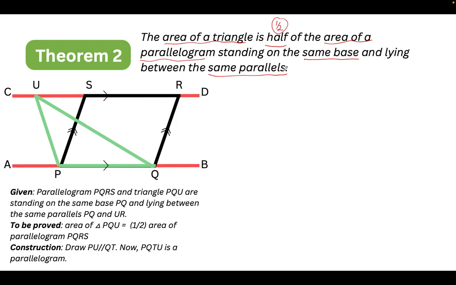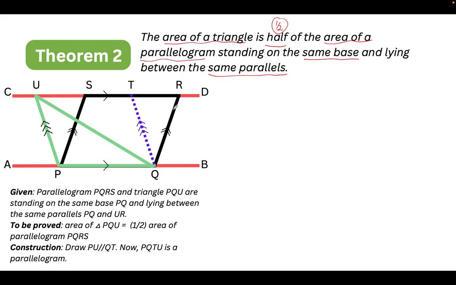Okay, so this is given. So the parallelogram and triangle are given, and to be proved is that the area of triangle PQU is equal to half the area of parallelogram PQRS, and we need to construct in this. So we will construct a line QT that is parallel to PU. So this is the line. Okay. Now PQTU is also a parallelogram.